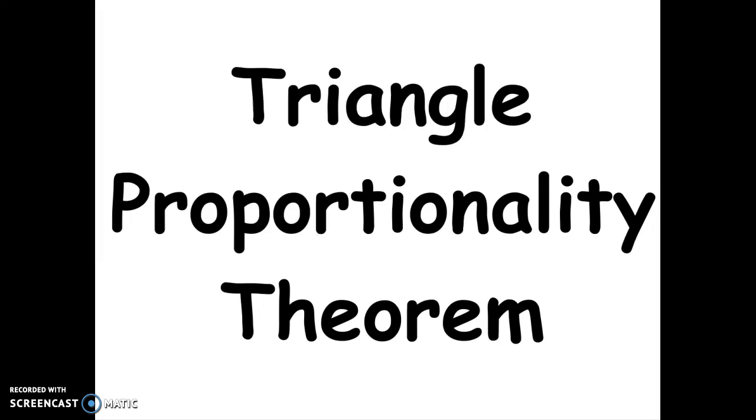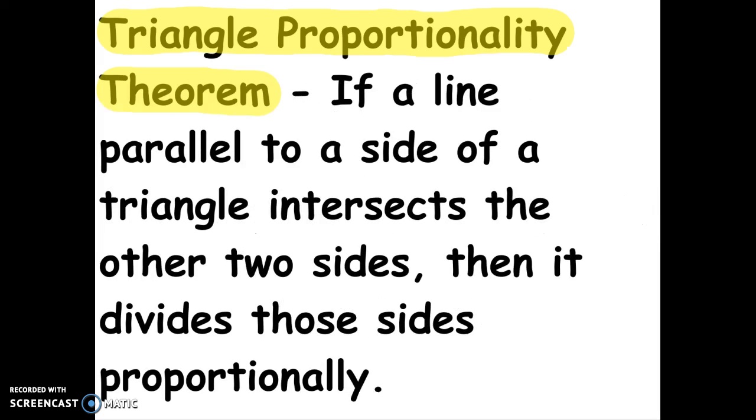Triangle proportionality theorem. If a line parallel to a side of a triangle intersects the other two sides, then it divides those sides proportionally.